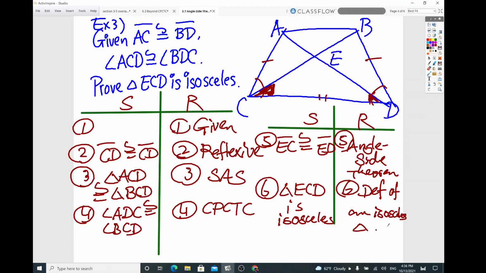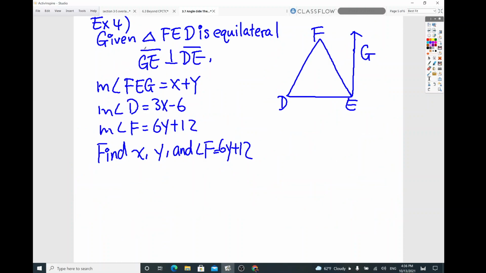Alright. Okay, so now let's see what else we have for the rest of this. So here's another example. Given that triangle FED is equilateral, it's going to be pretty straightforward. All three sides are equal, and all three angles have to be what? 60 degrees.